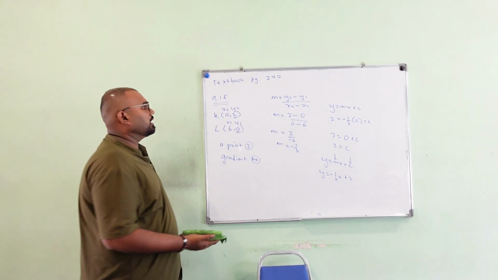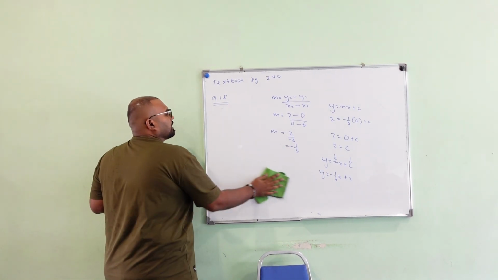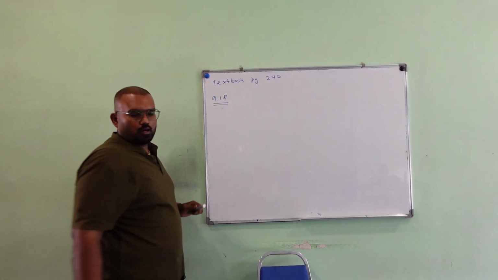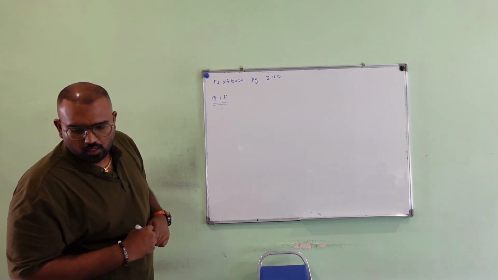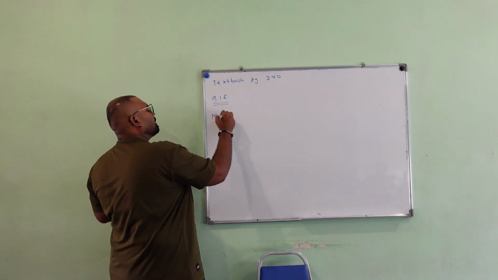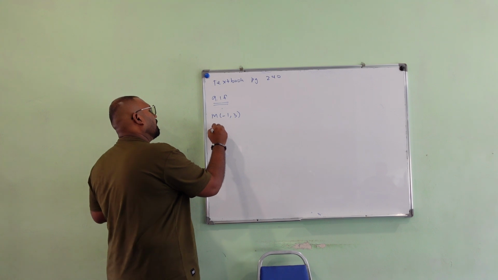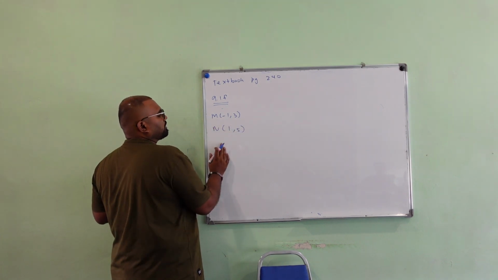Okay, the E question. We do E. You can try the E later. Okay, look here. I do the E now. Okay, the E question. M is negative 1, 3. The next one is N. N is 1, 5.